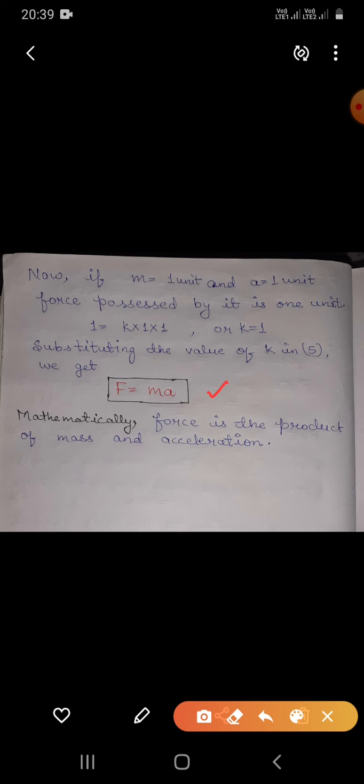Here the second law states that as force is directly proportional to mass and acceleration, the greater the mass of the object, the greater its force will be. That means the applied force depends upon the mass and acceleration.